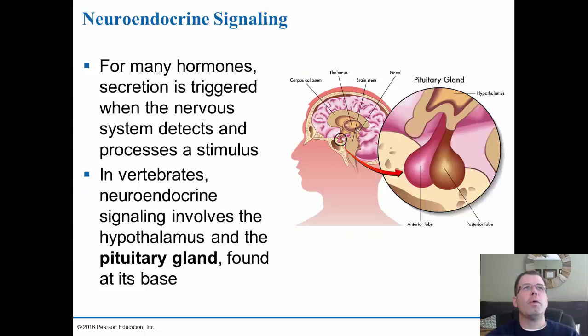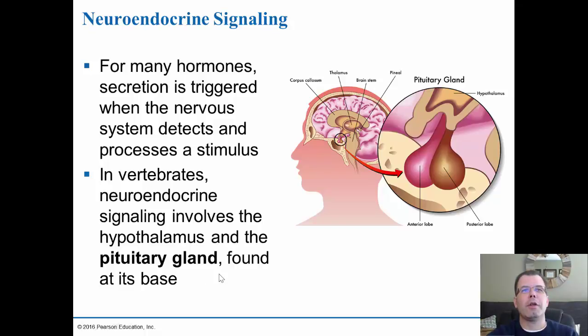Okay, so for many of the hormones, though, you need the neuroendocrine signaling. And again, this is when the nervous system detects a process and processes a stimulus. And so again, this could be as simple as being too cold or too warm, or maybe eating some food or something else in the body. And so now the brain sends a signal and says, okay, we've got something, let's do it. And so in vertebrates, that happens.